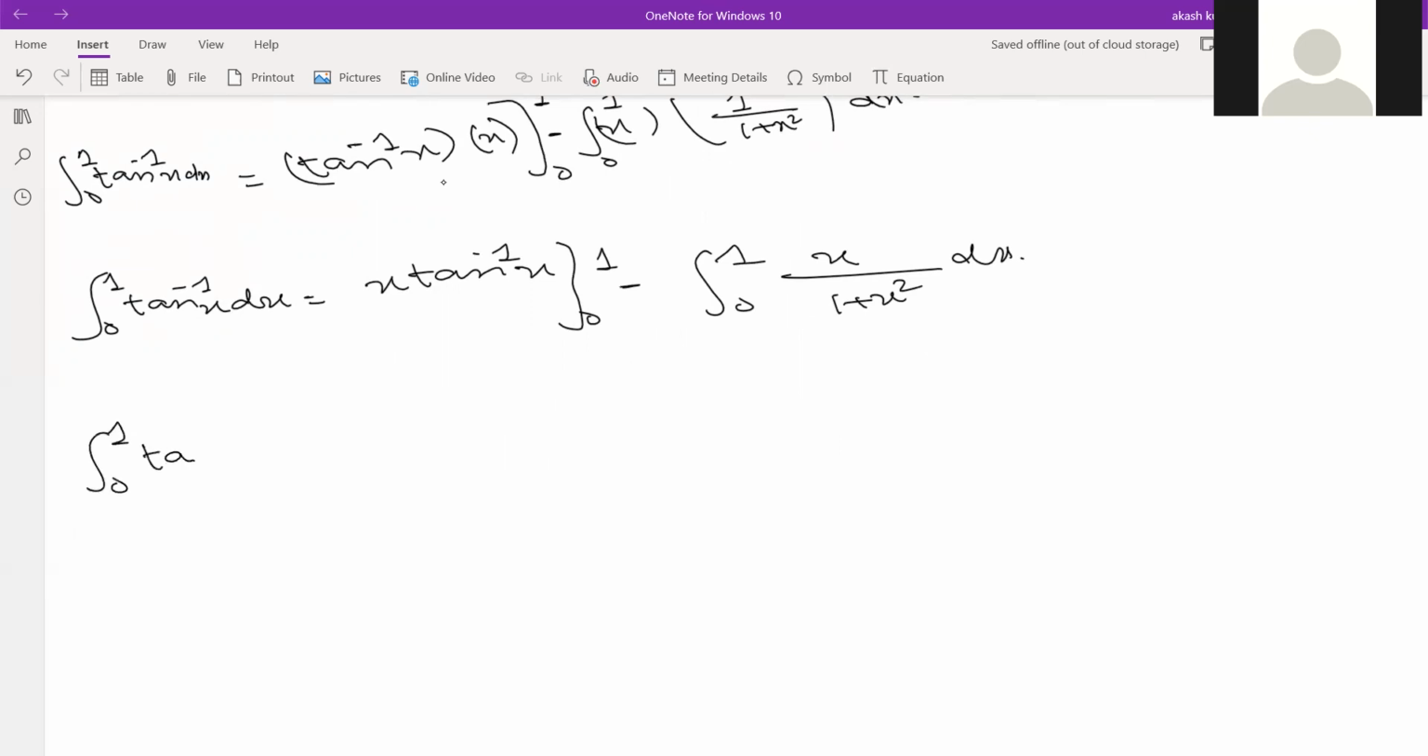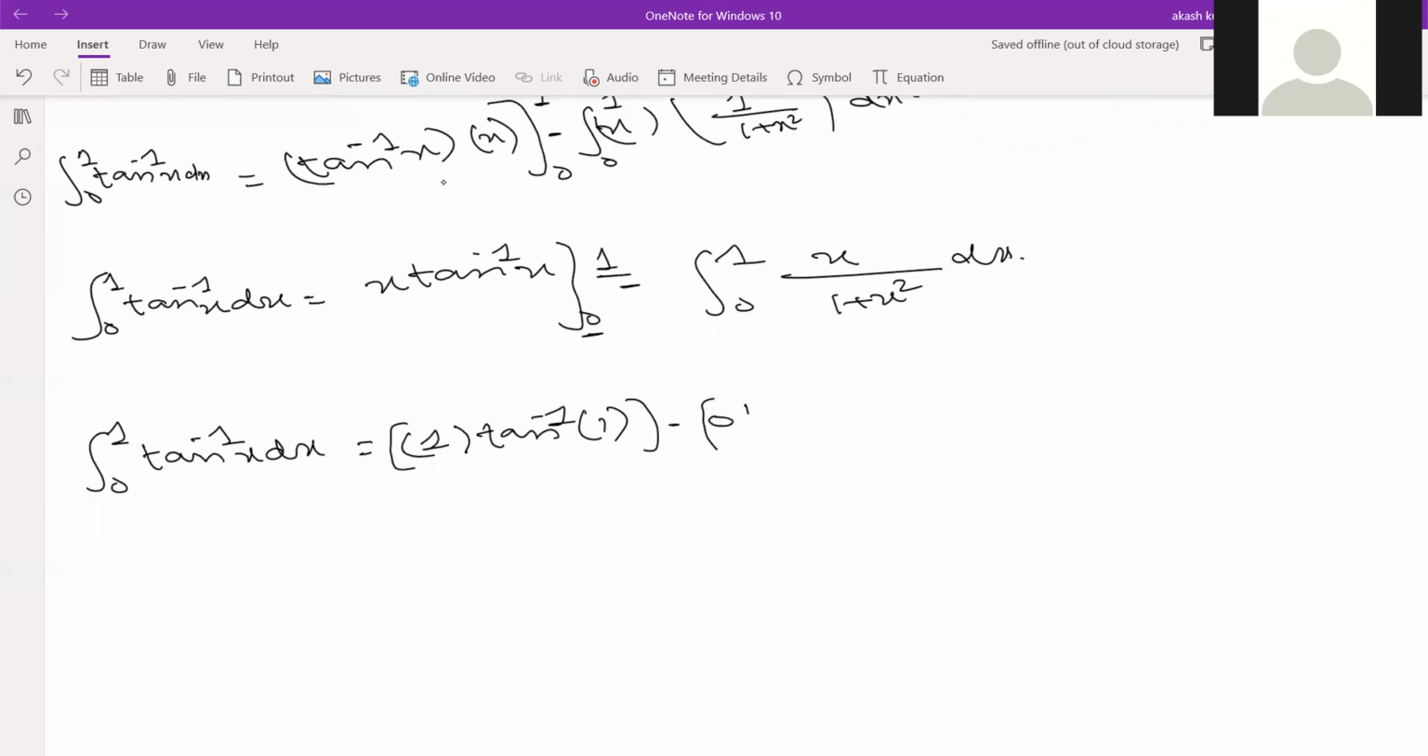The integral from 0 to 1 of tan inverse x dx equals, now we have to put in our upper limit and then minus the lower limit. So the upper limit is x tan inverse 1, minus the lower limit. Yes, we have to substitute our upper limit and then our lower limit.